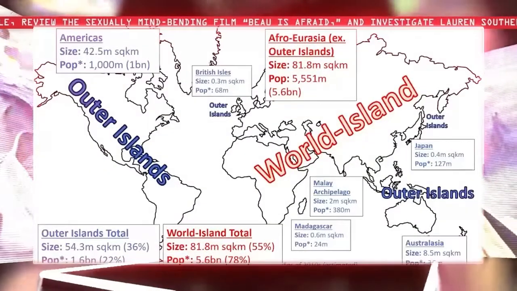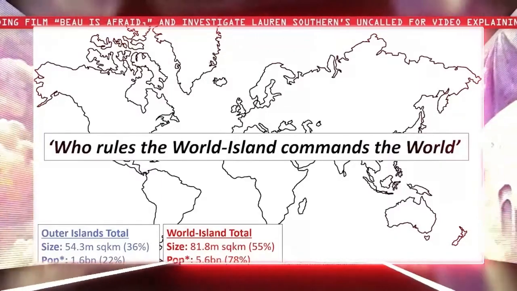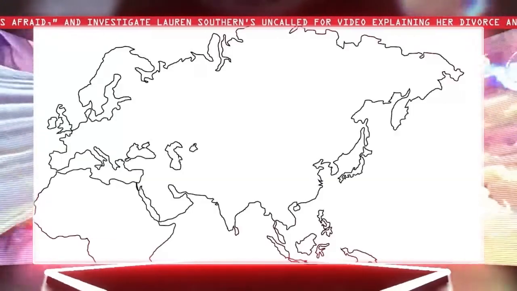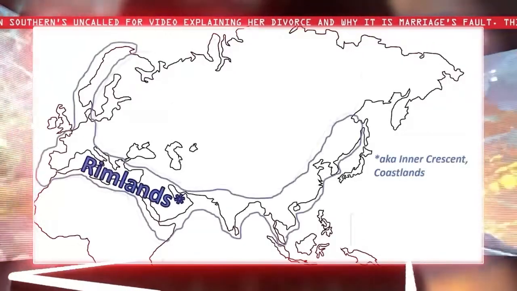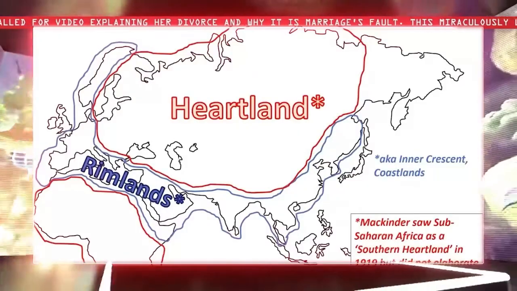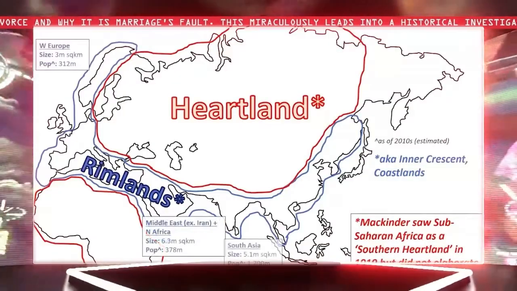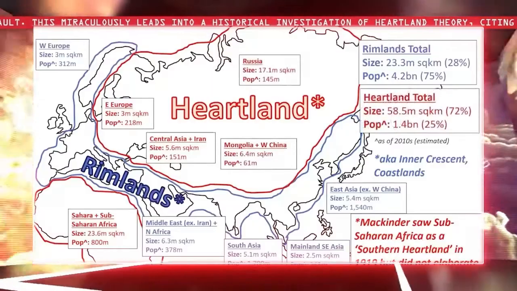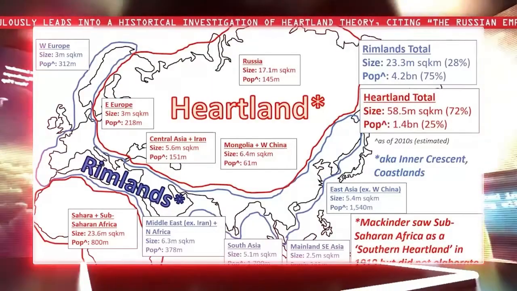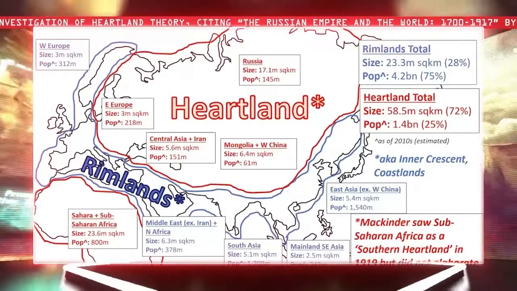Thus the last statement in Mackinder's triad: who rules the world island commands the world. But how to control the world island in the first place? The thesis divides the supercontinent into 2 regions, the inner crescent or rimlands, and the heartland. The rimlands, consisting of Arabia, Western Europe, India, and East Asia, make up only 1/5 of the world island's area, but house 4/5 of its population. Using Mackinder's earlier logic, this region ought to be the place from which to attempt world island domination.